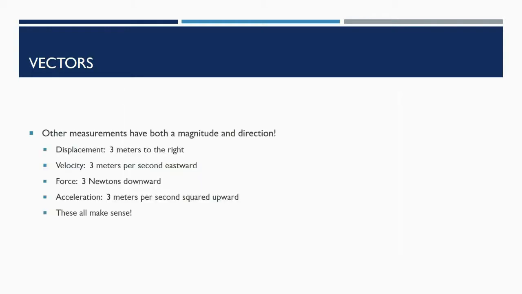Vectors are measurements that have both magnitude and direction. Displacement, you can say 3 meters to the right. Velocity, you could say 3 meters per second eastward. Force, you could say 3 newtons downward. Acceleration, 3 meters per second upward, or 3 meters per second squared upward. All of these make sense because there is both a magnitude and a direction.